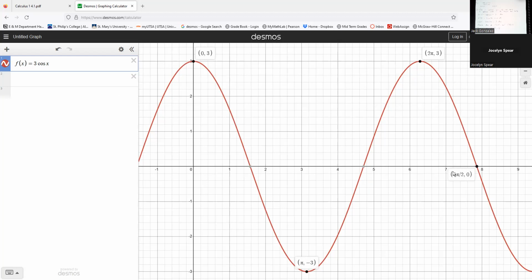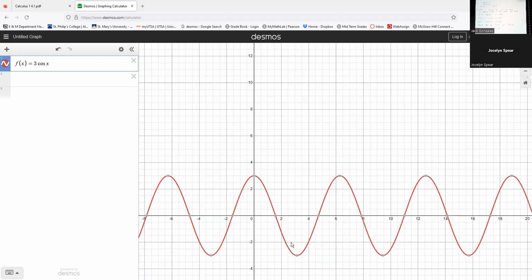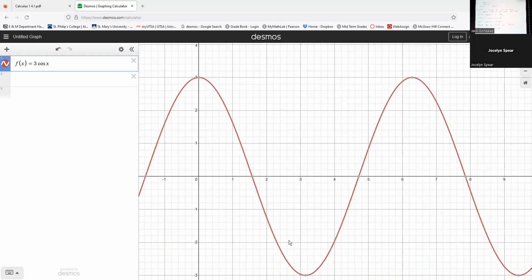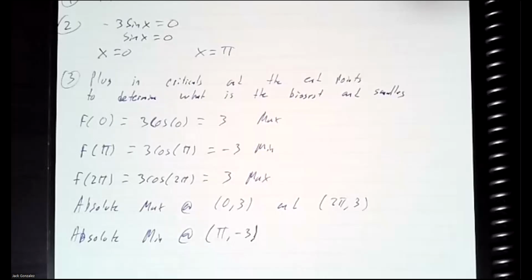All right, but as you can see, this peak and this valley are the biggest and smallest. That's why we call it global max, global min, because it is the highest point. But we're only looking at 0 to 2 pi, which is here to here-ish. But yeah, that's it. Do you have any questions on what an extrema is, what is a critical number, and what the procedure is to find them?